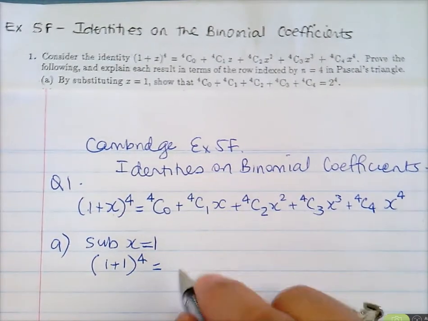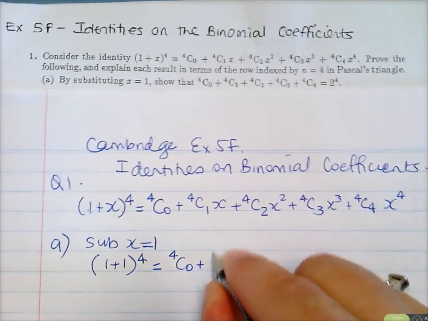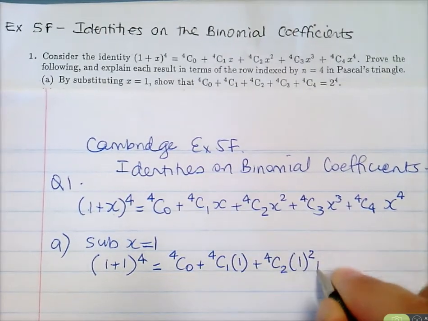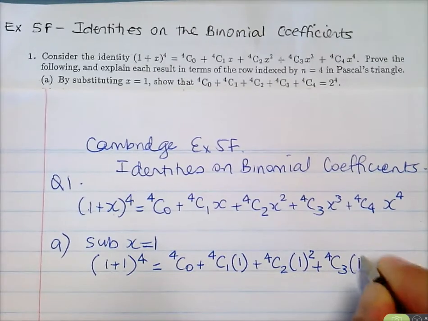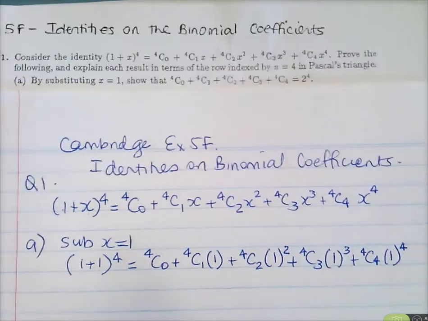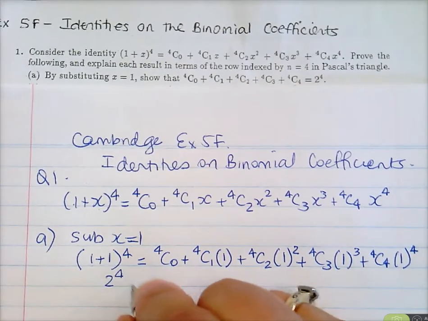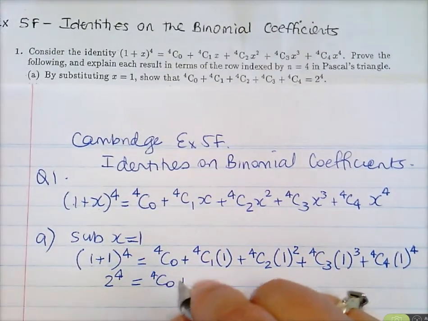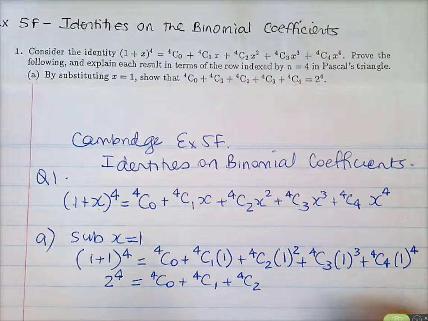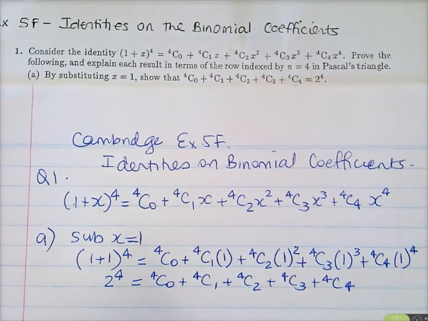So if I substitute x equals 1, what do I get? (1 + 1)^4 equals 4C0 plus 4C1 times 1 plus 4C2 times 1 squared. See what I'm doing? Plus 4C3 times 1 cubed plus 4C4 times 1 to the power of 4. And if you simplify that, what do you get on the left? You get 2 to the power of 4 is equal to 4C0 plus 4C1 plus 4C2 plus 4C3 plus 4C4. So we've just proven that result.